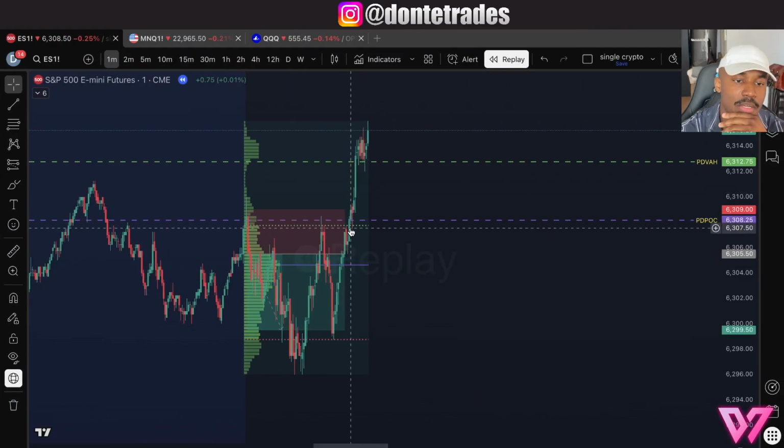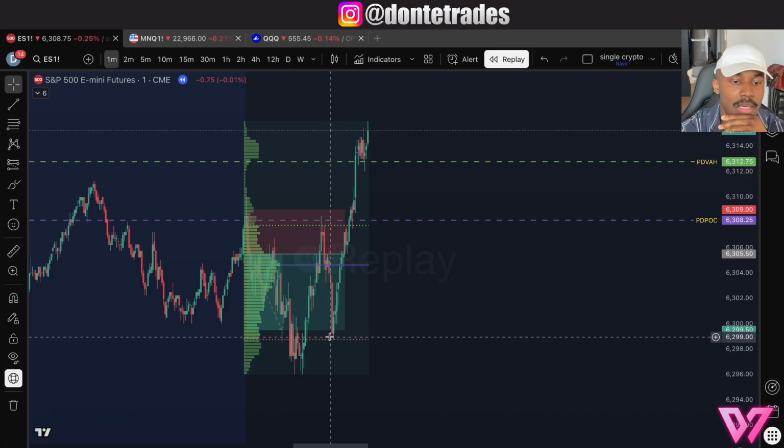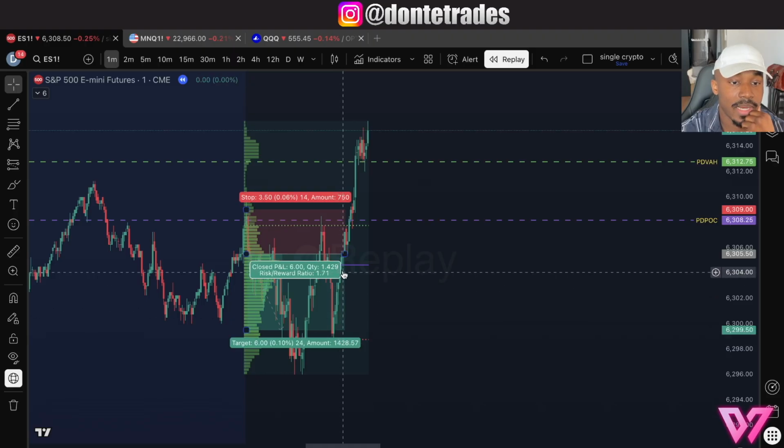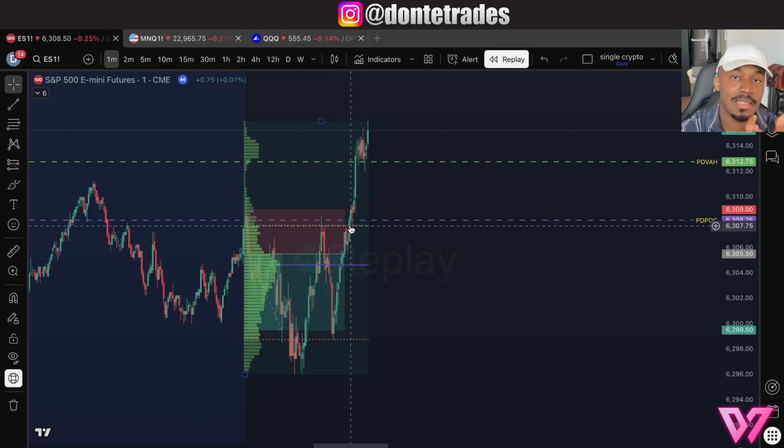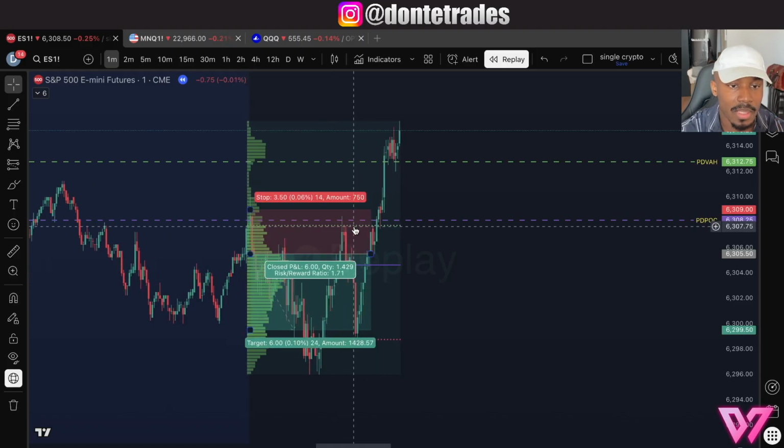Now, again, here you can see literally what happened. We came down, we touched perfectly the current session value area low, and then what happened? We get a long off that, right? We get a long off that, and then what happened? We broke through this. This is the classic, the normal. This was resistance. Now it flipped into support, and then look what happened there.